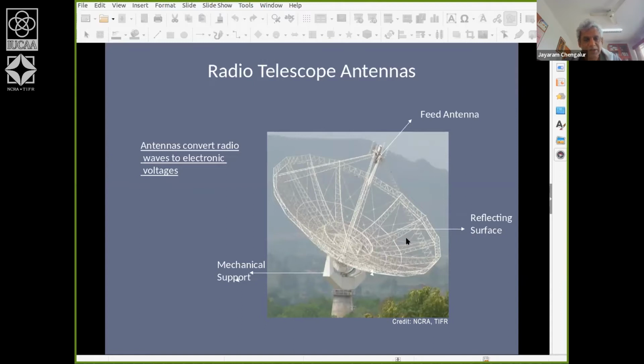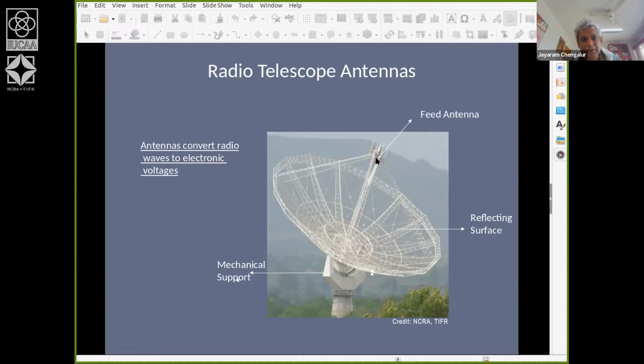But the dish you want to be able to move and point anywhere in the sky. And so the dish has to be mounted on a mechanical support. That particular mechanical support is designed such that you can rotate the dish about 2 axes, and therefore, you can point it anywhere in the sky. It's a parabola, and so rays which come along the axis of the dish get reflected and go to the focus. It's a prime focus, as Nissim told you.